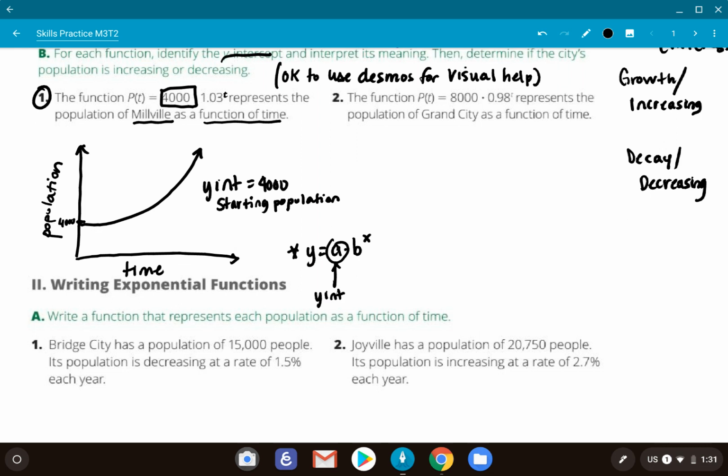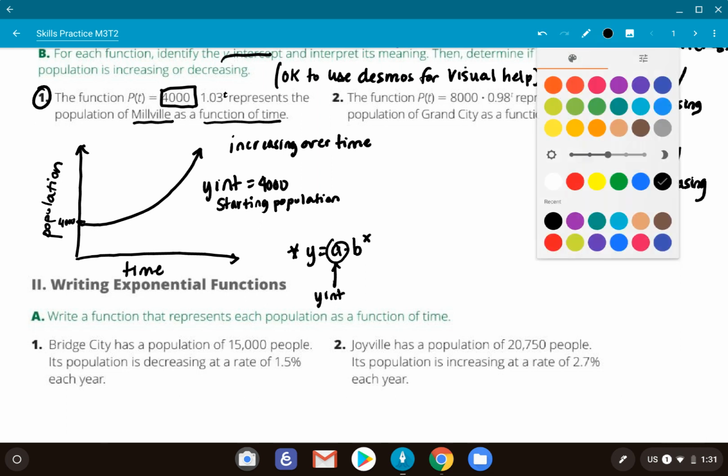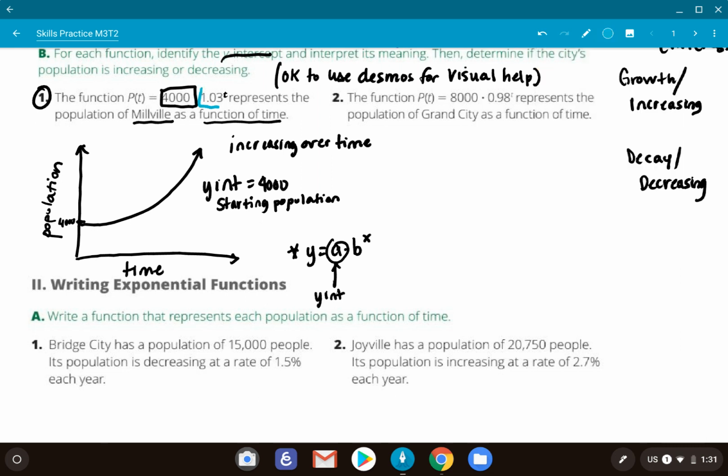And then it says to determine if the city's population is increasing or decreasing, and it is increasing. And one thing to keep in mind is that our common ratio is 1.03. So your b value, if that is a number that is greater than 1, then it's going to be increasing. So this is increasing.